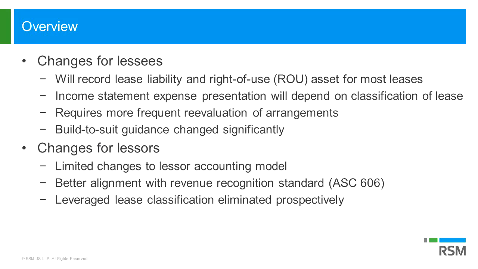GAAP. Changes for lessors will be much less in scale, although there will be some changes. However, better alignment with revenue recognition, which will also be adopted in the coming years, is really to try to marry those two. Leverage lease classification is eliminated prospectively. That's a summary of lessee and lessor changes.